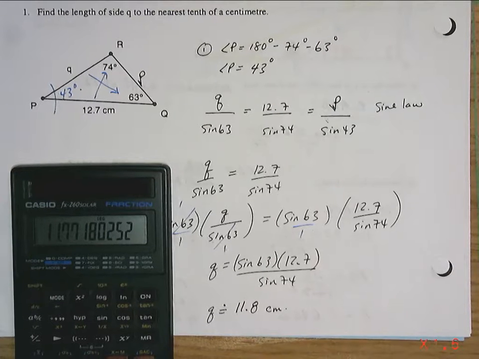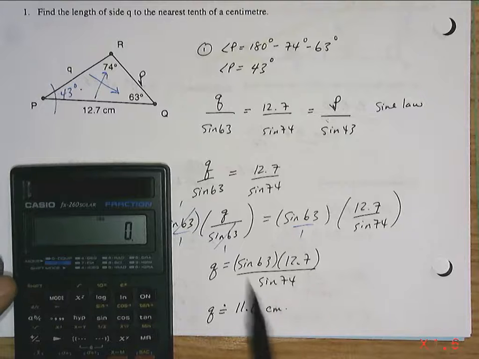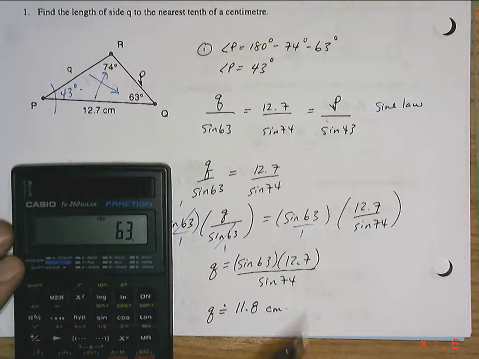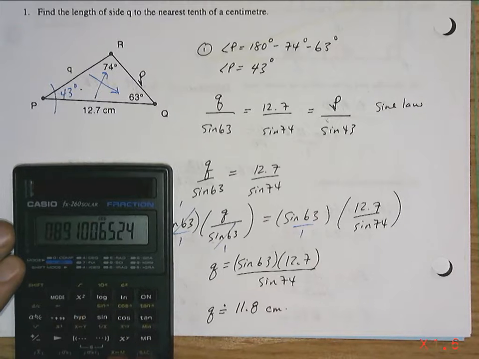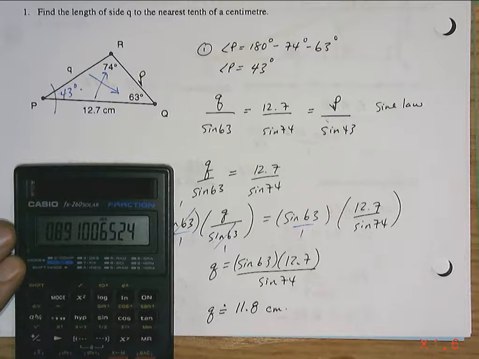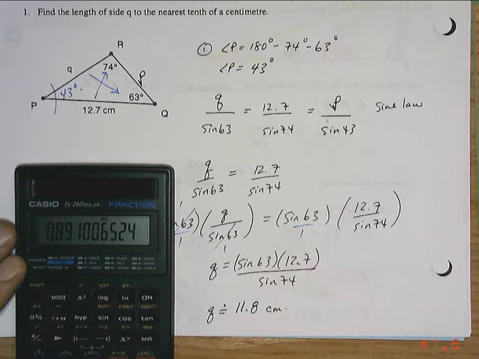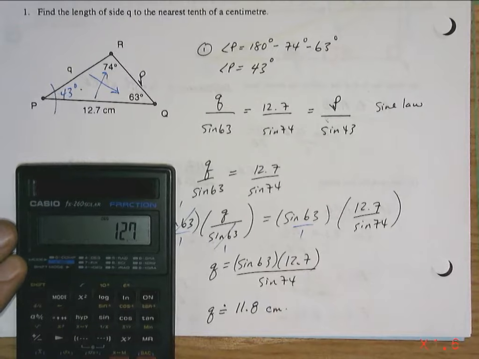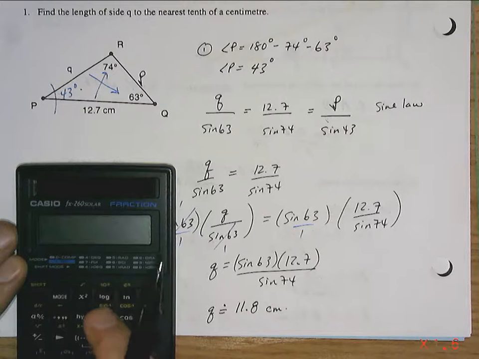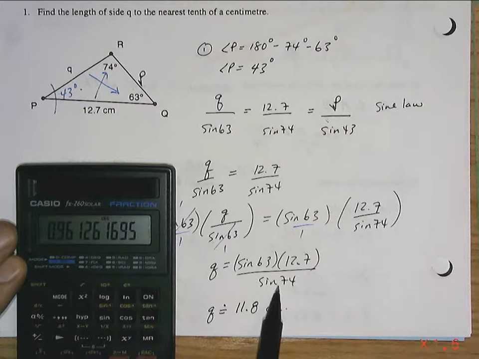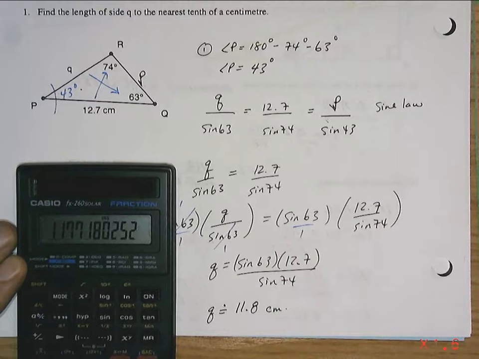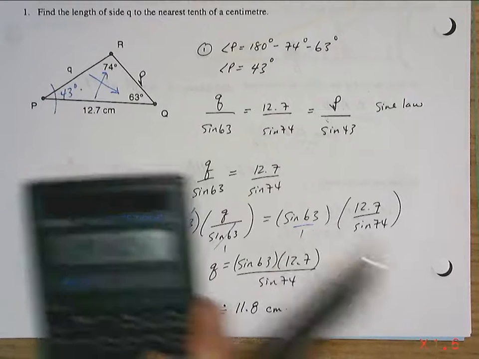Now again, let's go back and make sure you can do this. So what did I do with my calculator? I did 63 sine. Some of your calculators will require you to hit the sine first, then 63 and equals. I then multiplied it by 12.7 and I hit equals. Then I need to divide it by 74 sine. Now that is the decimal of 74 sine. I need to hit equals so that it divided what I had on top by that. And I get 11.8. So there you go. That's how we do those questions. And I will stop here and come back with the next one.